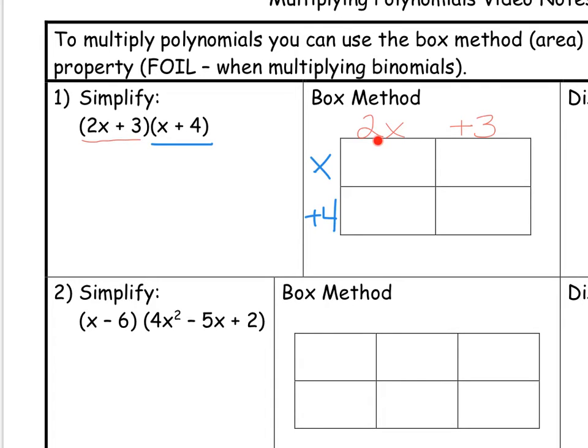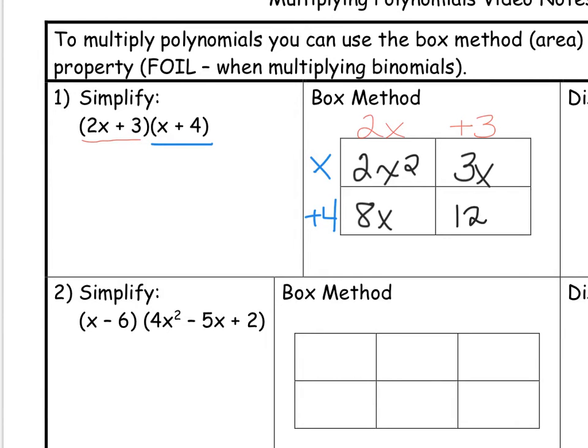What is x times 2x? Well, x times 2x gives us 2x squared. What is 4 times 2x? 4 times 2x gives us 8x. What is x times 3? That's going to give us 3x. And what is 4 times 3? That's going to give us 12, and in this case, it's a plus 12.